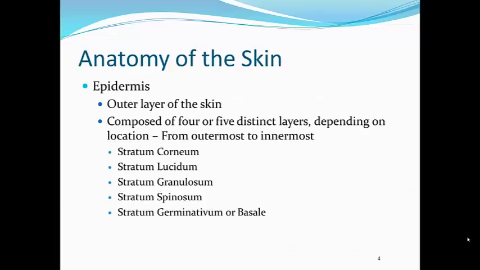The outermost layer of skin is the epidermis. Depending on the location of the body you are dealing with, there will be either 4 or 5 layers of epidermis. As you can see on your slide, each layer begins with the term stratum. So let's address each one individually.